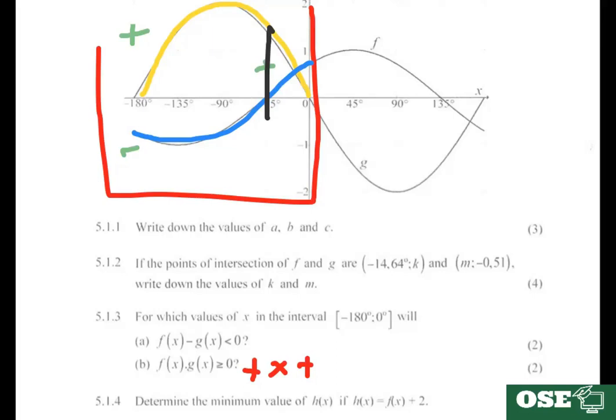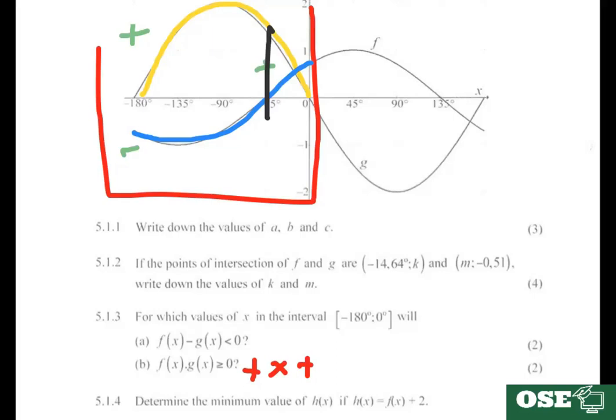Bali, what is your answer? -45 and negative. Okay, Nigel, you have a different answer? Yes, they are both positive from 0, ma'am, to -45.